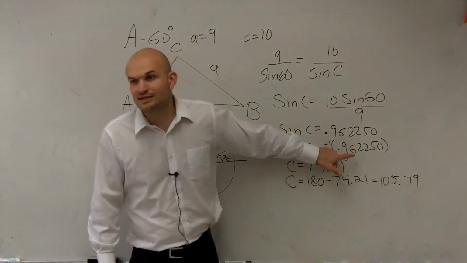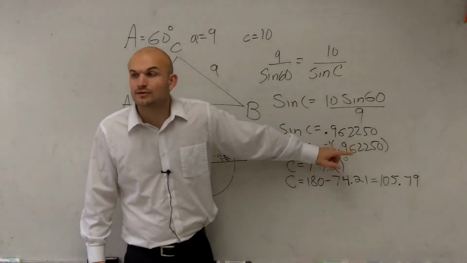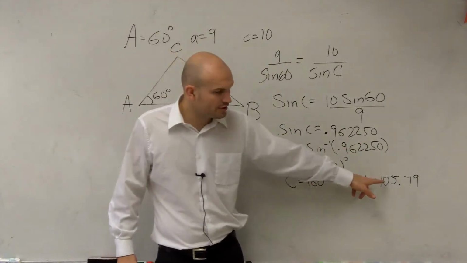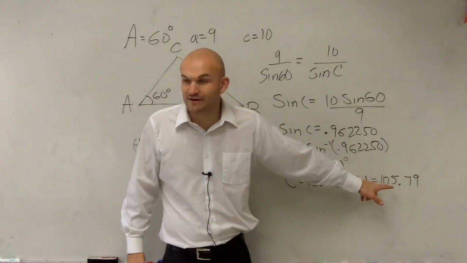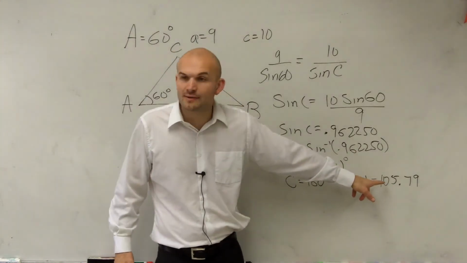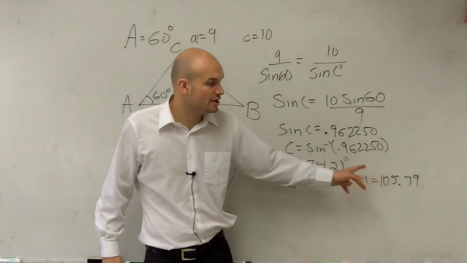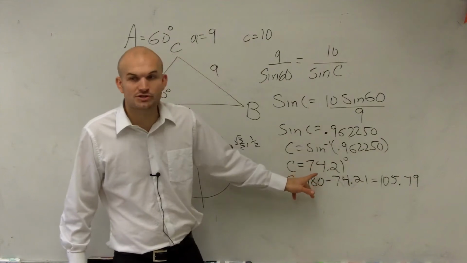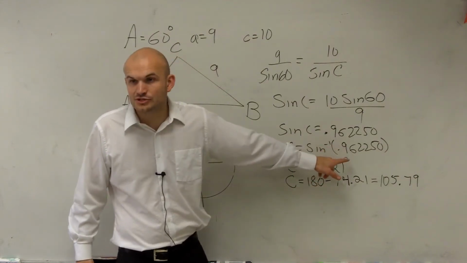So what I'm trying to say, ladies and gentlemen, is when you take the inverse sine, there's two possible answers. You could have 74.21 degrees, or you could have 105.79 degrees. If you want to check that, take the sine of 105.79. You're going to get 0.96225. Take the sine of 74.21. You're going to get 0.96225.